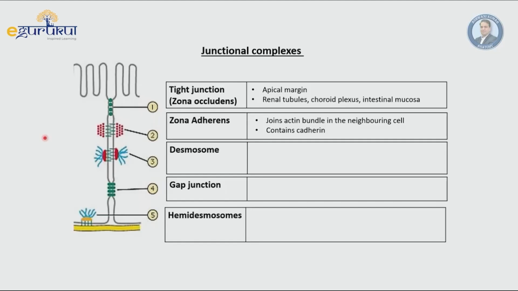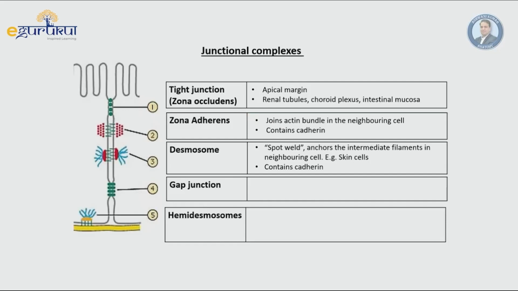As I told you, they are called a spot weld. What they are connecting in the neighboring cells is the intermediate filament. If you see here, the zona adherens connects the actin filaments, and the desmosomes connect the intermediate filaments of the neighboring cells, for example in the skin. So spot welds anchor the intermediate filaments in the neighboring cells, and that again contains a cadherin.